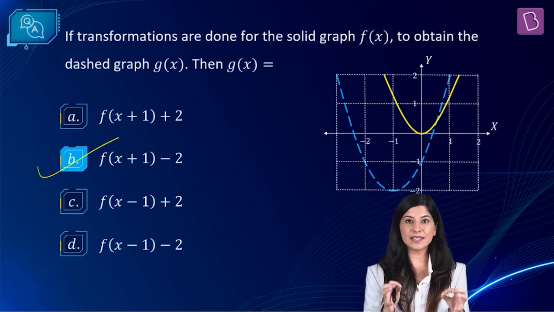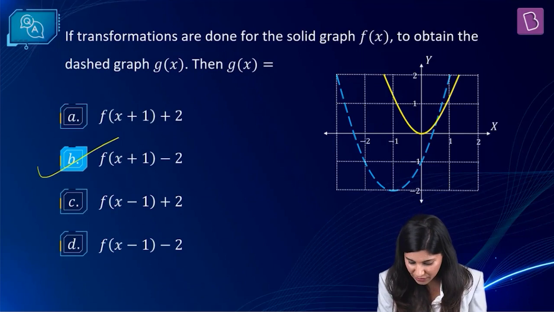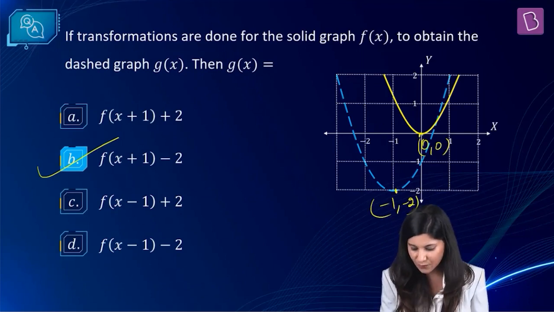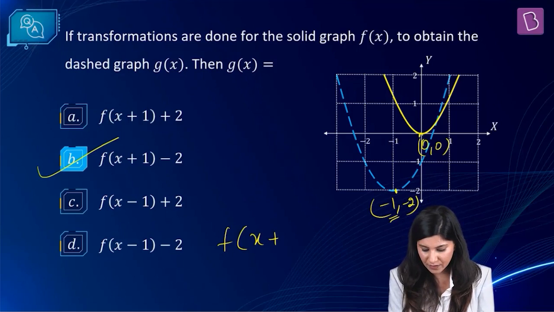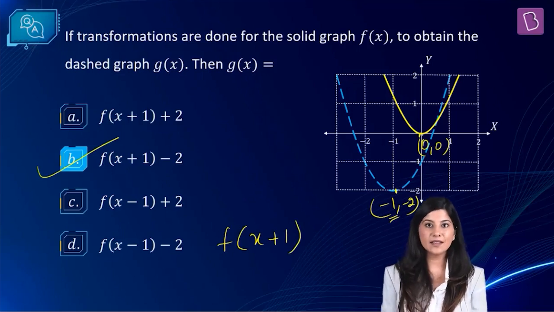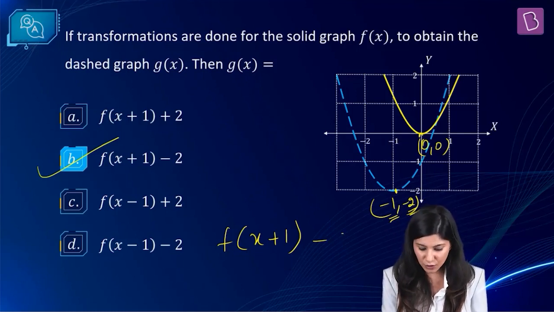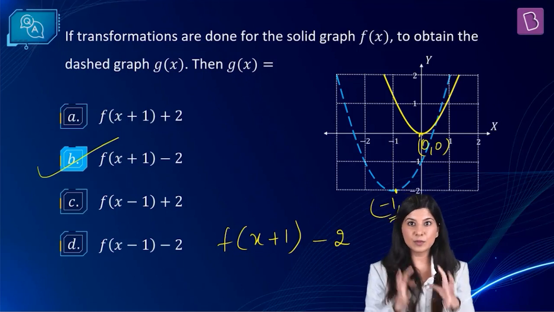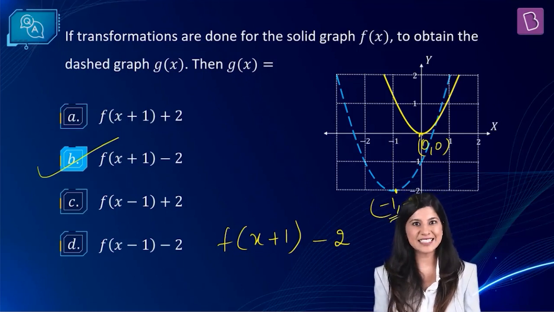You can perform this question verbally as well, because you see that first of all, this is -1, -2, and this is 0, 0. The moment you see that x coordinate is -1 shifted, you just need to add 1 in x, right? And the moment you see that -2 is there, y coordinate is -2, so you need to actually subtract 2 from the whole function f of x plus 1. So option B is the right answer. Got it?